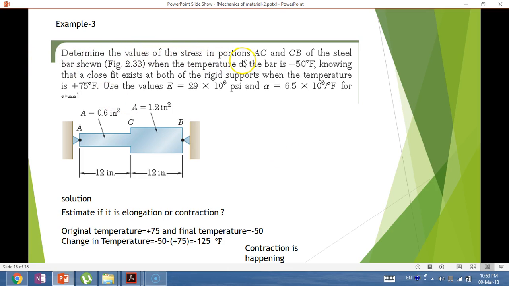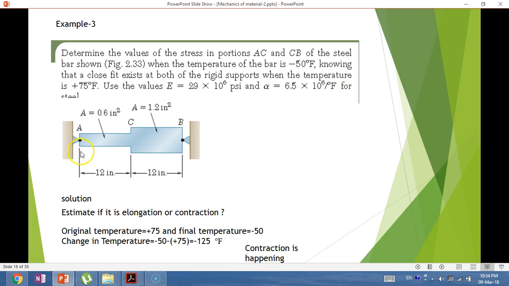Determine the values of the stress in portions AC and CB of the steel bar shown when the temperature of the bar is minus 50 degrees Fahrenheit, knowing that a close fit exists at both of the rigid supports when the temperature is 75 degrees Fahrenheit. Use the value of Young's modulus, 29 multiplied by 10 to the power of 6 psi. The alpha is equal to 6.5 multiplied by 10 to the power of minus 6 per degree Fahrenheit for steel.